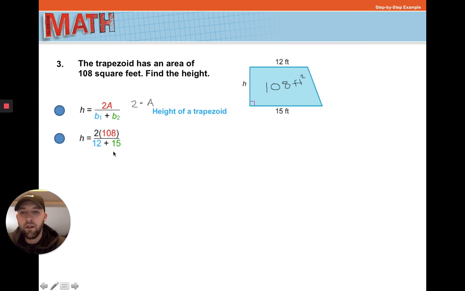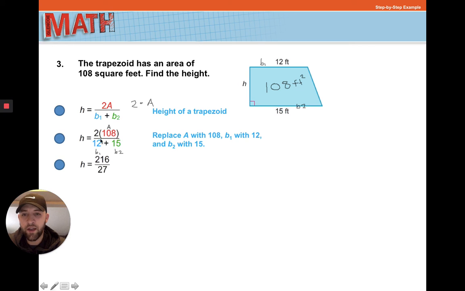Now, all they're doing is plugging in what they know in this next step. They are taking 12 feet, which happens to be base 1 in this case, 15 feet, which happens to be base 2, and then the area, and plugging that in. Your 108 square feet, notice it's going in for the area right here. All they did was replace these things with the numbers that the problem gives us.